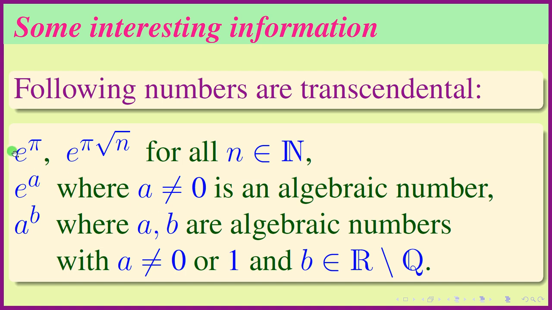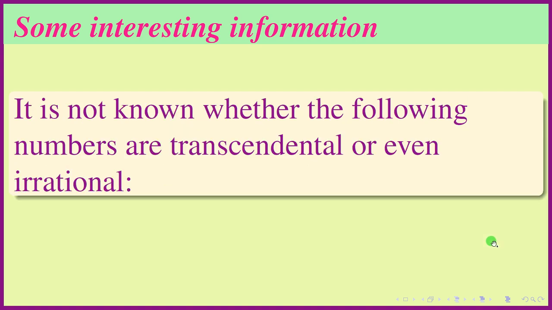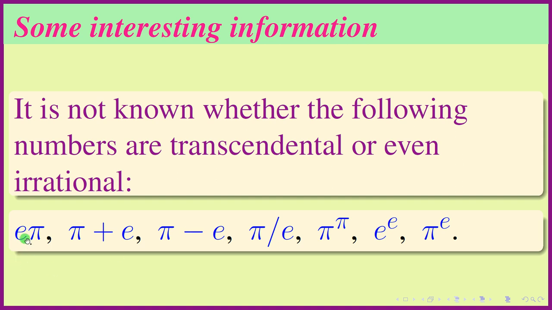And again, I say the proofs are very difficult, quite deep. And surprisingly, the following numbers are not known to be transcendental or even irrational. What are these? The product of e and pi: it is not known whether this is a rational or an irrational number, an algebraic number or a transcendental number. Similarly, pi plus e, pi minus e, pi by e, pi to the power pi, e to the power e, and pi to the power e. Remember, e to the power pi is transcendental, but for pi to the power e it is not known whether it is transcendental or even irrational.